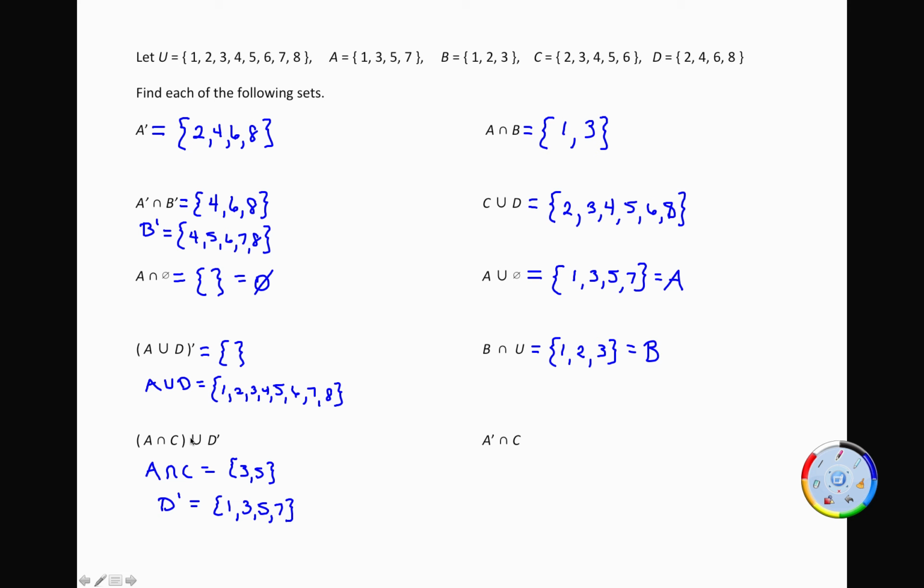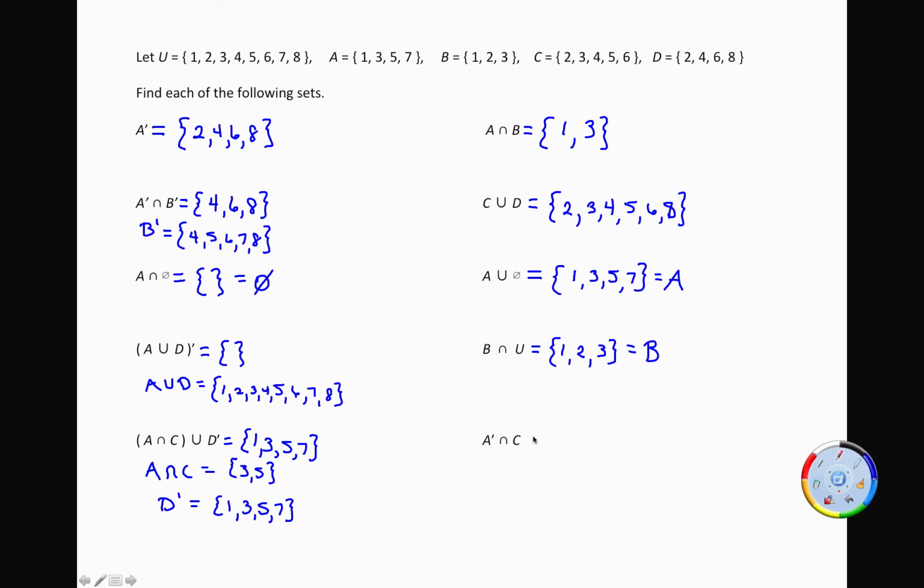Okay, now, these elements, or those, or both. So in other words, all of them. 1, excuse me, 3, 5, 7.